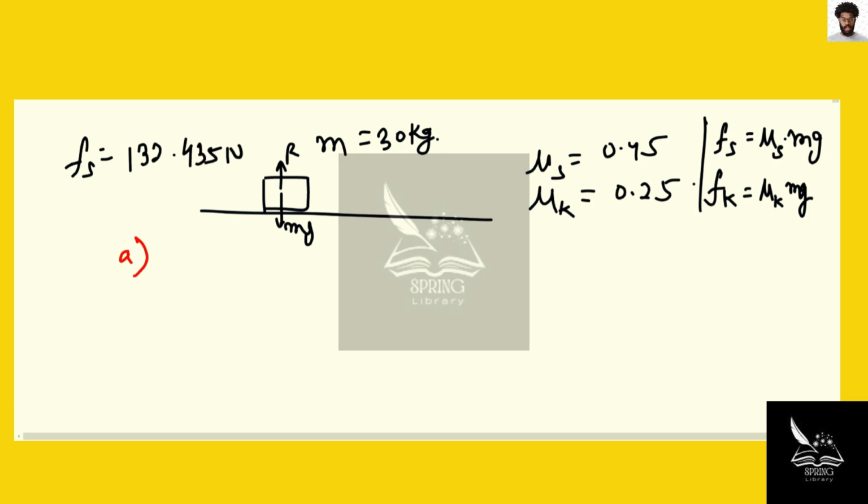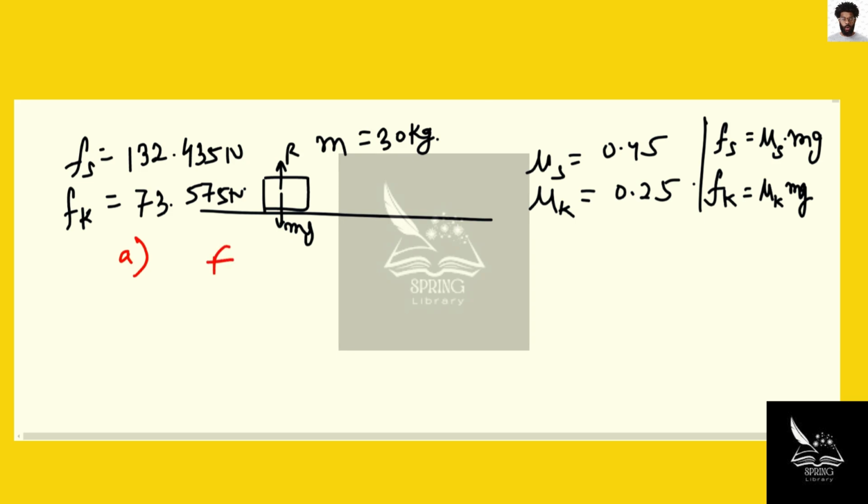132.435 newtons. And similarly, we get the kinetic friction, and that comes out to be 0.25 times 30 times 9.81, which is 73.575 newtons.